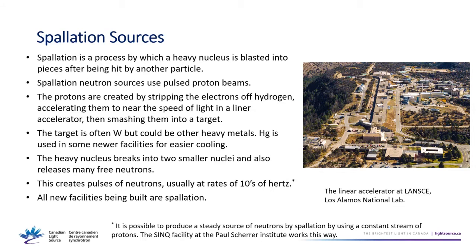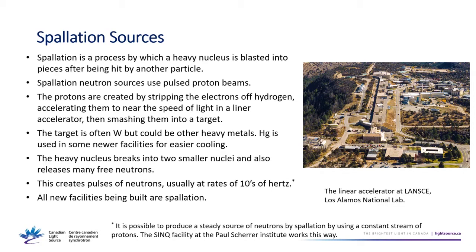And then they hit a tungsten target. I think in other places they're now using mercury for higher power sources because it's liquid and I think it makes cooling easier. After you smash them in, you break it up and you release a lot of free neutrons. This is usually done at a rate of hertz. Here they were doing it at 120 hertz, but then they were bunching the pulses for actually sending it into the target at 20 hertz. And then you get pulse sources of neutrons from this pulse right here.